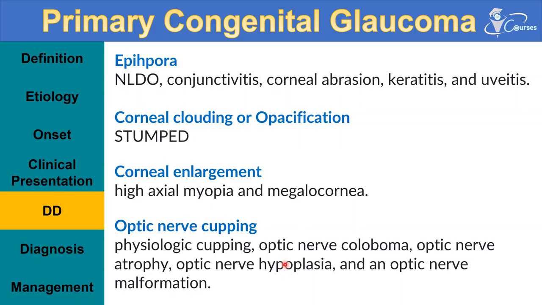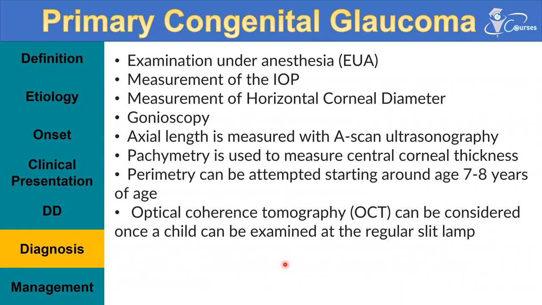How can we diagnose a patient with primary congenital glaucoma? If the infant is young and uncooperative, we will need to do examination under general anesthesia. This will be for most cases. Diagnosis can be done by measurement of the intraocular pressure using different tools like the applanation tonometer. If we are doing examination under general anesthesia, this can be done by the Schiotz tonometer, the Perkins tonometer, or the Tono-Pen. Measurement of the horizontal corneal diameter is done by a caliper.